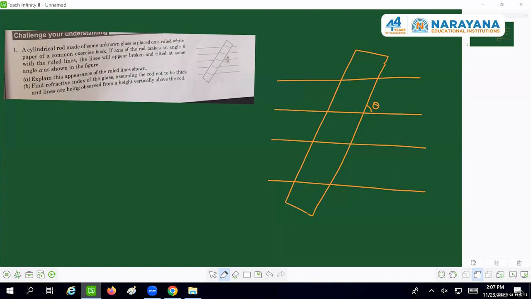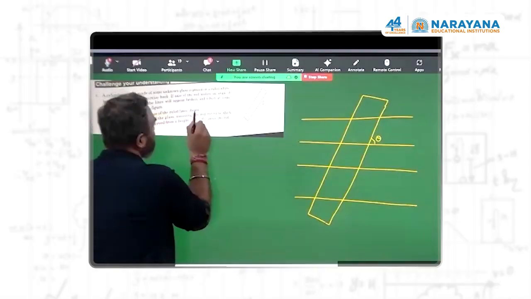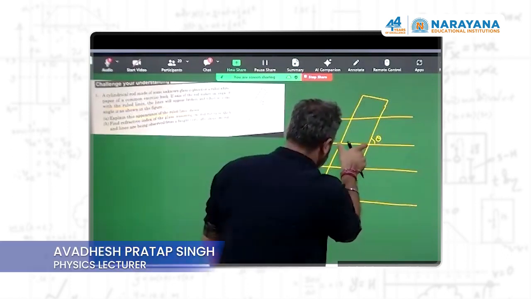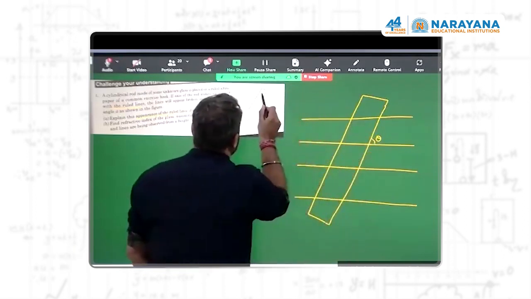Now he's making a statement. He says, if the axis of the rod makes an angle theta with the ruled lines, the lines will appear broken if you observe those lines from a near vertical location. So these are the two things that you need to answer in the problem. You have to explain the appearance of the ruled lines, these broken lines. Wherever you are observing the image of the ruled lines from above the cylinder, you observe them to be broken and at a different angle.